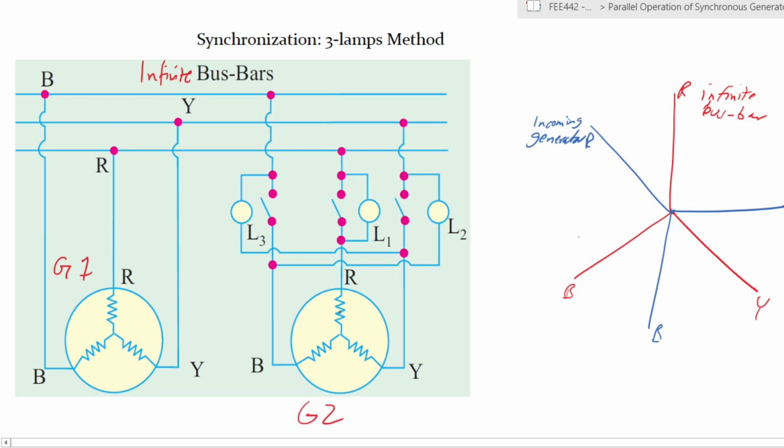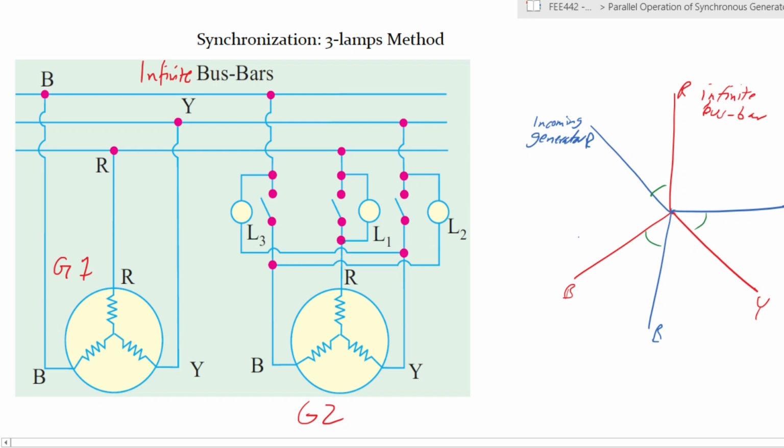And the incoming generator, generator 2, the phasor is in the blue color that we are seeing there. So what you're seeing is the phase sequences are matching each other. So red to red, blue to blue, and yellow to yellow. And the incoming generator seems to be slightly ahead of the infinite bus bar, right? So there's a phase difference in between the two.